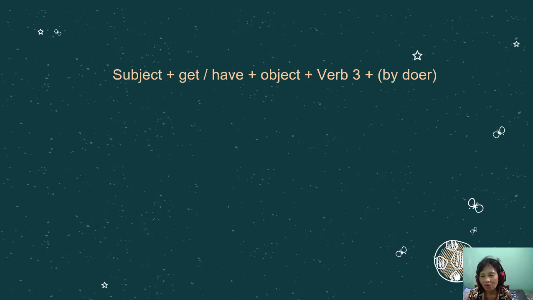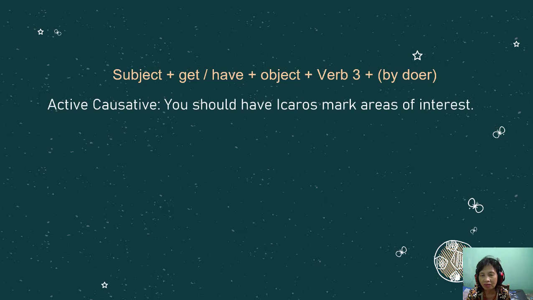Okay, I want to show you how to change active causative into passive causative. But I also want to show you that this sentence, you should have Icarus mark areas of interest, can be changed both into passive causative and passive voice. Okay, I will show you. We will change this into passive voice first. So, remember, you should have Icarus. This is your concentration. Focus on this sentence. You should have Icarus. Okay?